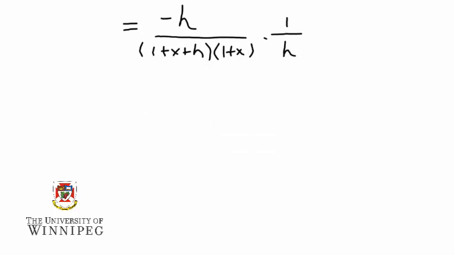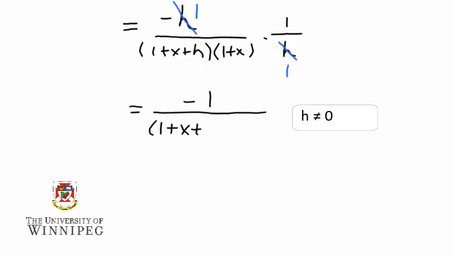Notice when we multiply by the reciprocal, our h's are going to cancel and leave us with a negative 1 and a positive 1. And that's going to give us a final answer of negative 1 all over 1 plus x plus h times 1 plus x.